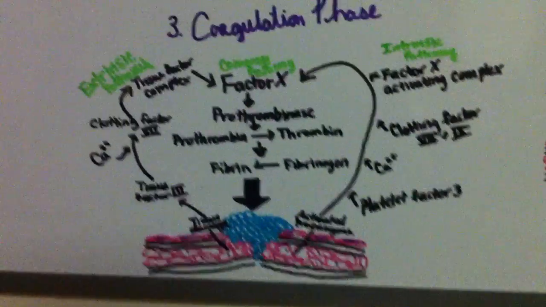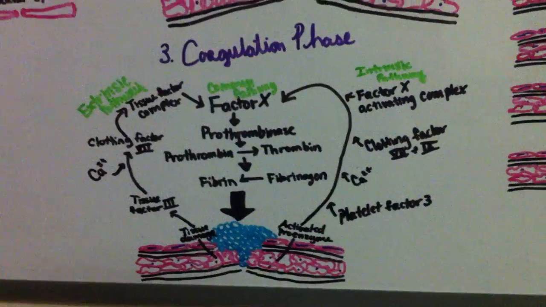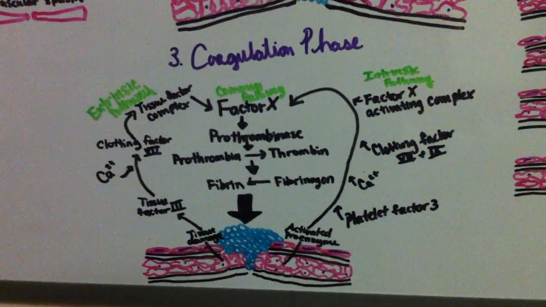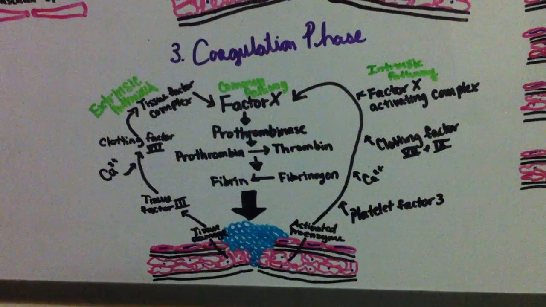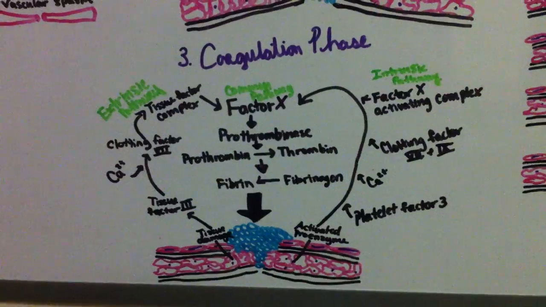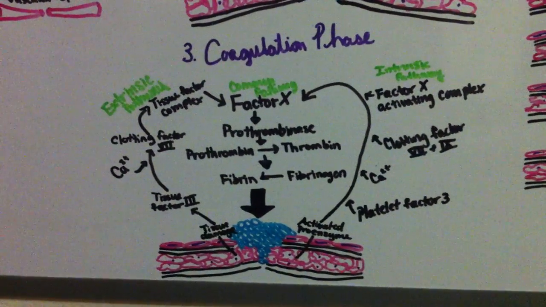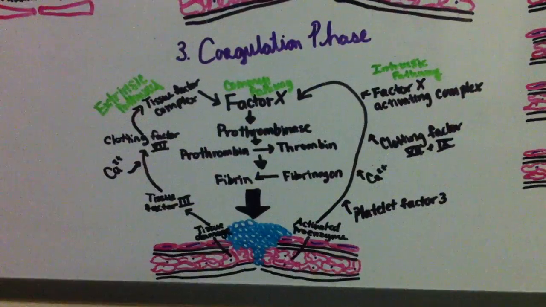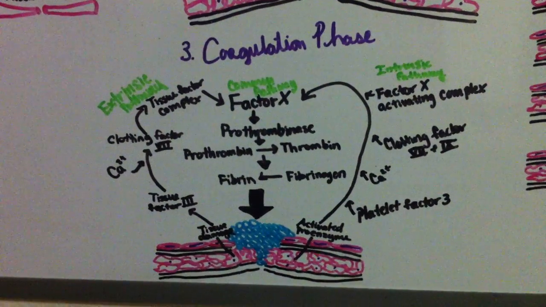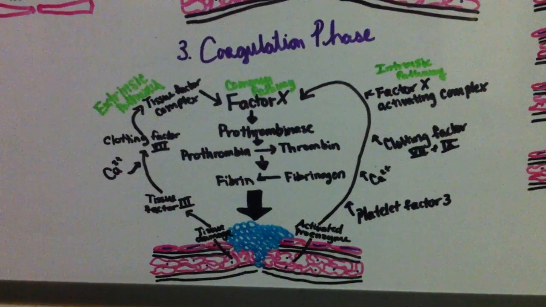In this, there are three pathways: extrinsic, intrinsic, and the common pathway. The extrinsic pathway begins with the release of tissue factor, or factor 3. Then it binds to calcium to make factor 7 that combines with the enzyme to make factor 10. This starts the common pathway.